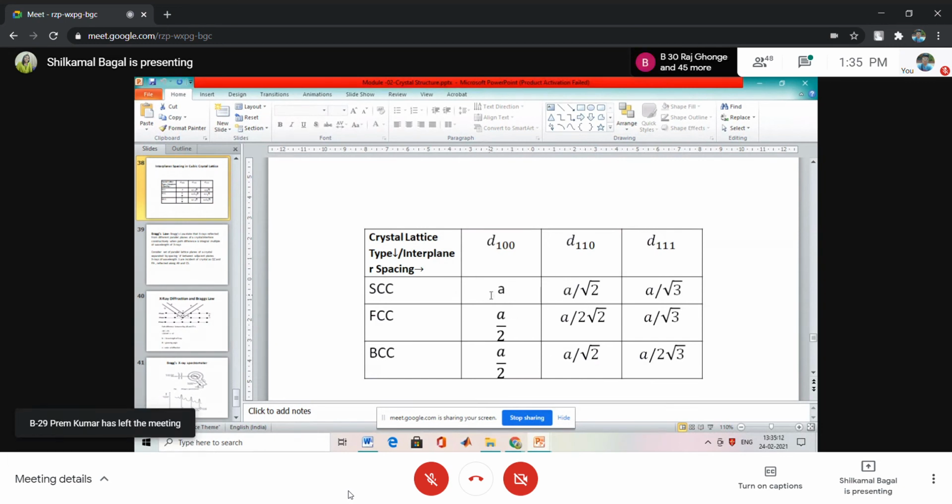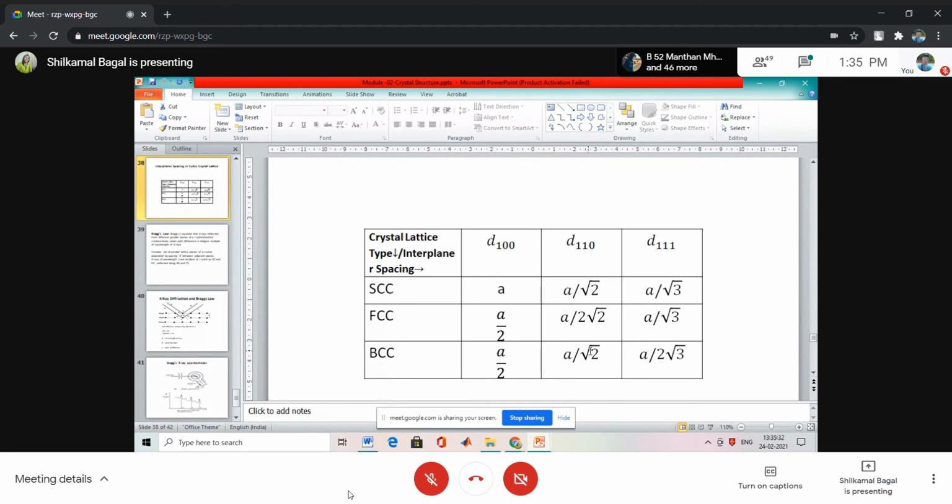So for SCC, this ratio will come 1 as to 1 upon root 2 as to 1 upon root 3. For FCC, it will become 1 half as to 1 upon 2 root 2 as to 1 upon root 3. For BCC, it will become 1 half as to 1 upon root 2 as to 1 upon 2 root 3.